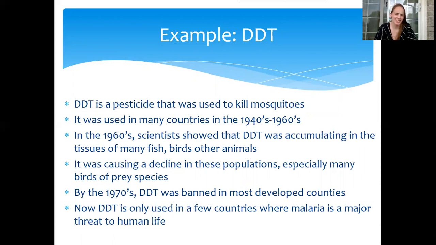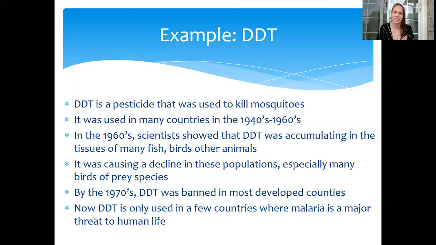And then in the 1960s, scientists showed that DDT was accumulating in the tissues of a lot of fish and birds, as well as some other wildlife, and it was declining those populations, especially birds of prey. So birds of prey are very high trophic levels. They're high level consumers. So fish, which would have toxins in them, would be eaten by smaller birds, and then those smaller birds would be eaten by the birds of prey. And so the birds of prey population in particular were really dropping off, things like eagles and hawks.